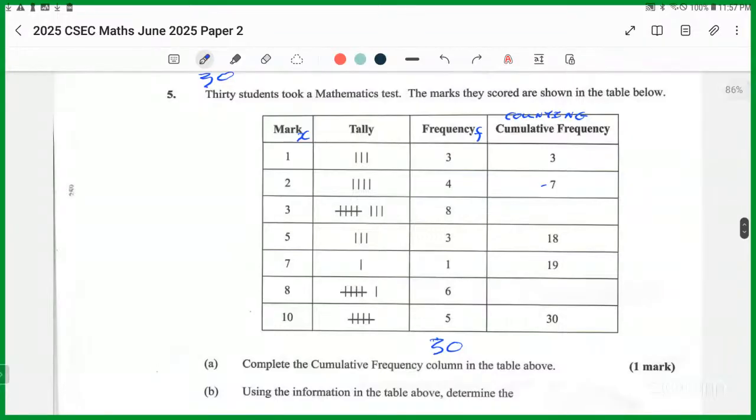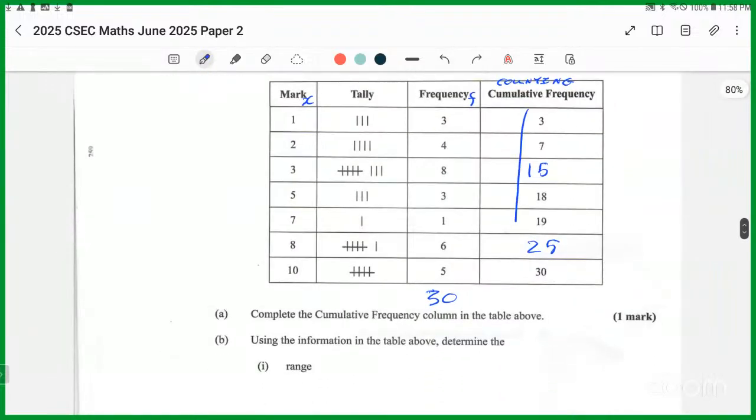So we add this to get this value. 7 plus 8 is 15. 15 plus 3 is 18. 18 and 1 makes 19. Then 19 and 6 makes 25. And you see 25 plus 5 is 30. So that's how we count up as we go. All right. You see a counting column.